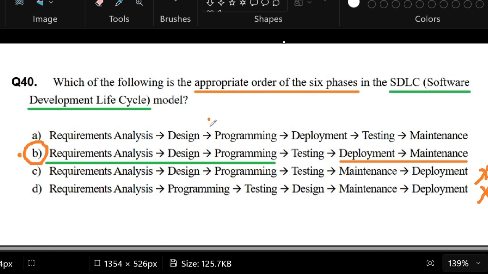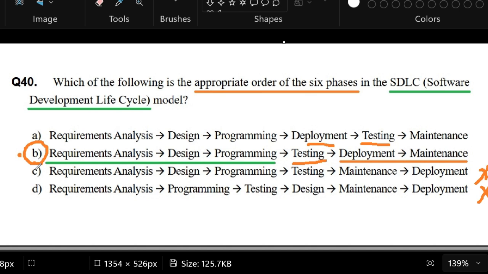Next, the difference between A and B is whether we should have the, let me see, the deployment first before testing, or is it testing before deployment? And we know that before you deploy something, you gotta test it first, right? So in that sense, letter B is the correct answer.